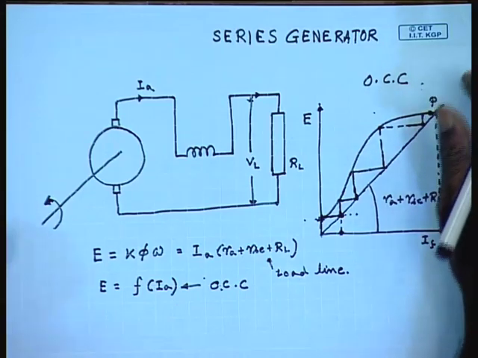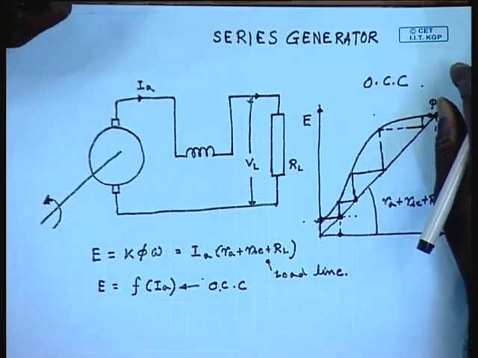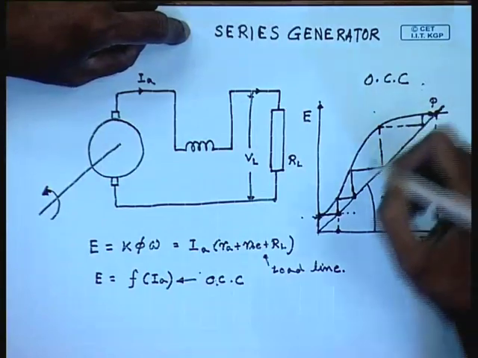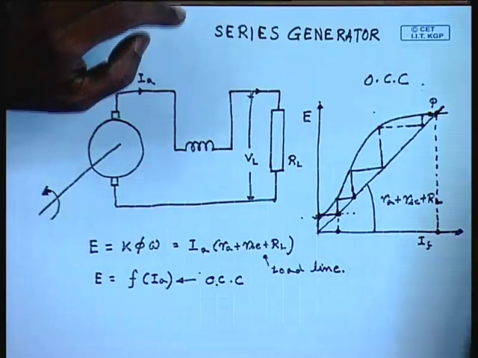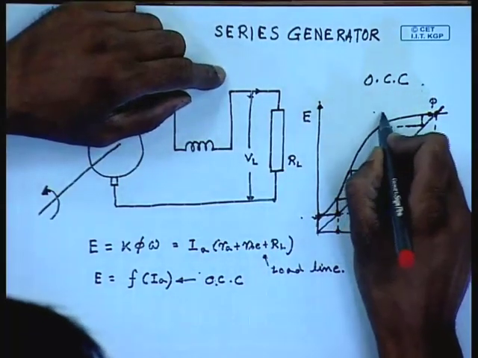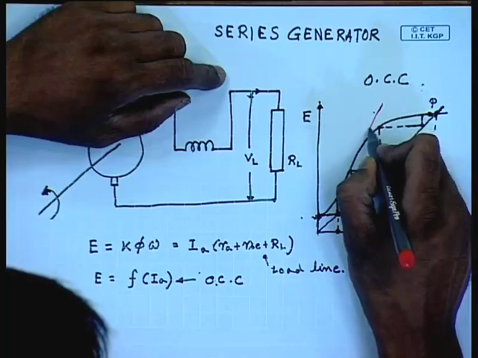Obviously, at no load, this generator produces very little voltage, which is equal to the voltage due to the residual flux alone. Just like a shunt generator, we can also define a critical resistance here. It is that value of the load line slope for which the load line is tangent to the OCC.